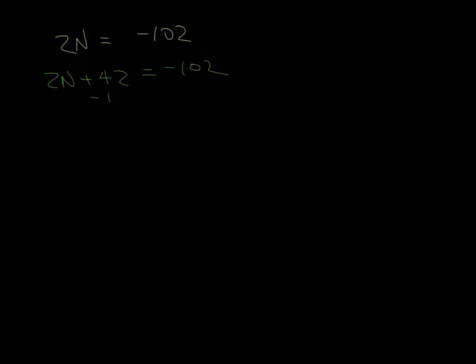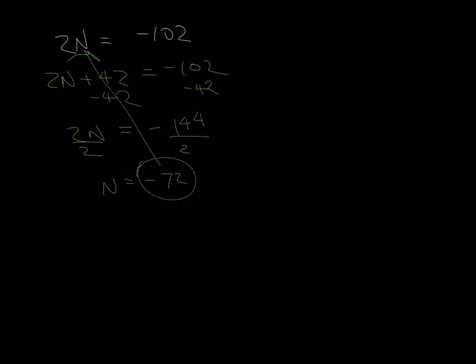So I subtract 42 here, subtract 42 here, and I get 2n equals 102 minus 42, and that's going to give me negative 144. Divide by 2, divide by 2, n equals negative 72 for an answer. And then I can take this and plug it in. Whoops, I don't want to plug it in there. I want to plug it in there because this is the beginning of my story problem.